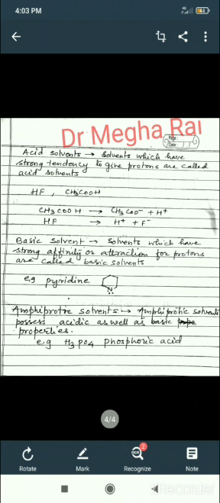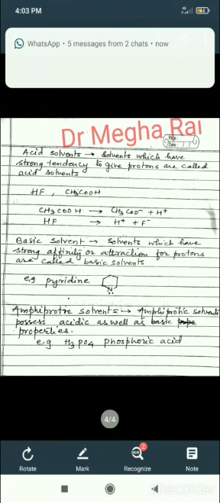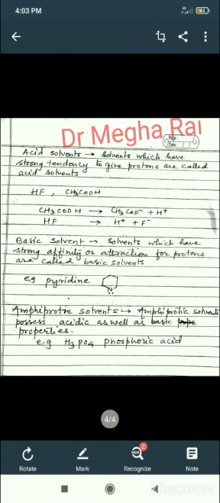Another one is basic solvents. Solvents which have strong affinity towards the proton, which have a capacity to accept the proton. Solvents which have strong attraction, strong affinity for protons are termed as basic solvents. The example is pyridine. Third one is amphiprotic.